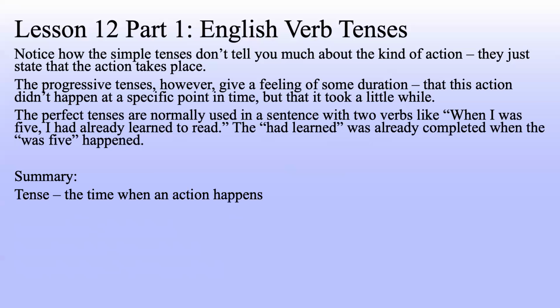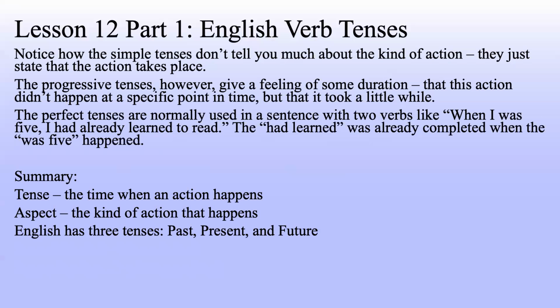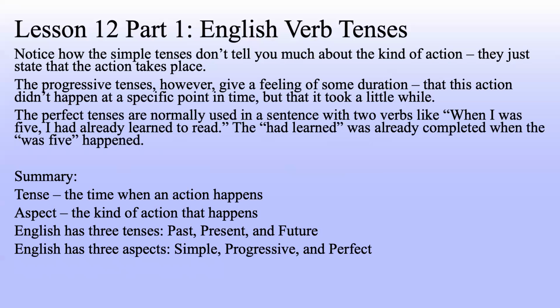Summary. Tense is the time when an action happens. Aspect is the kind of action that happens. English has 3 tenses, past, present, and future. English has 3 aspects, simple, progressive, and perfect.